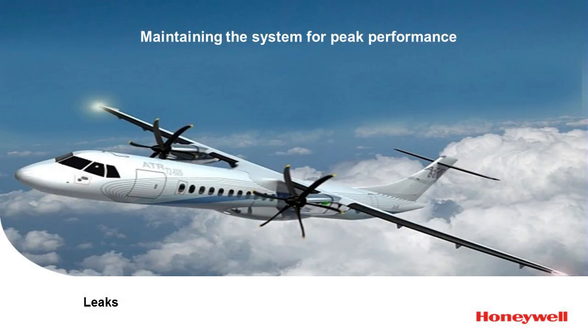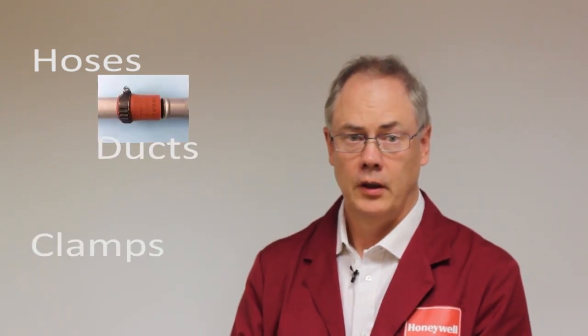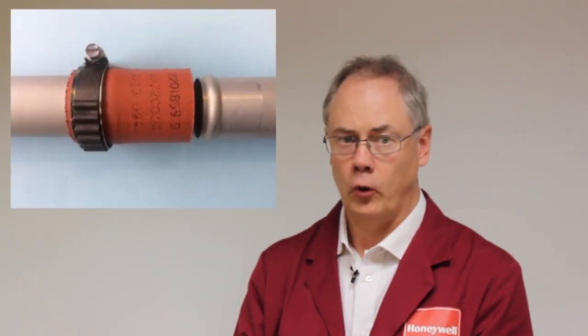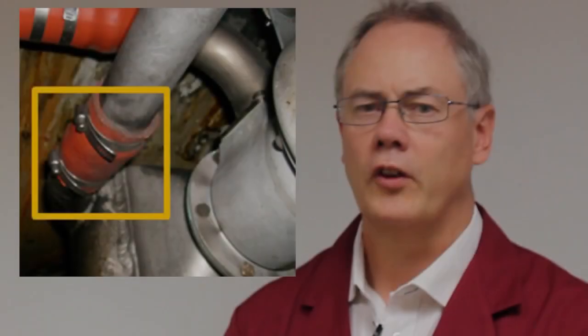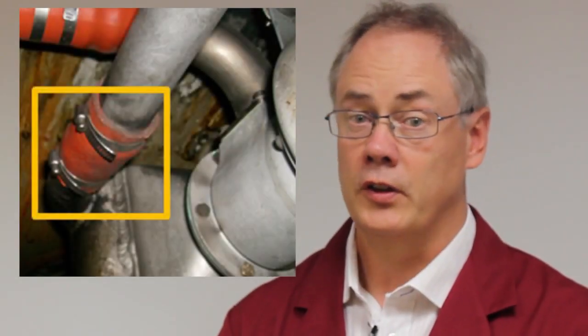We will now look at common types and locations of system leaks. We will begin by looking at the system hoses, ducts and clamp connections. Braided connections are used throughout the whole of the ECS. Black staining around the hose circumference is a typical leakage indication. This may be caused by loose clamps or degraded hoses.